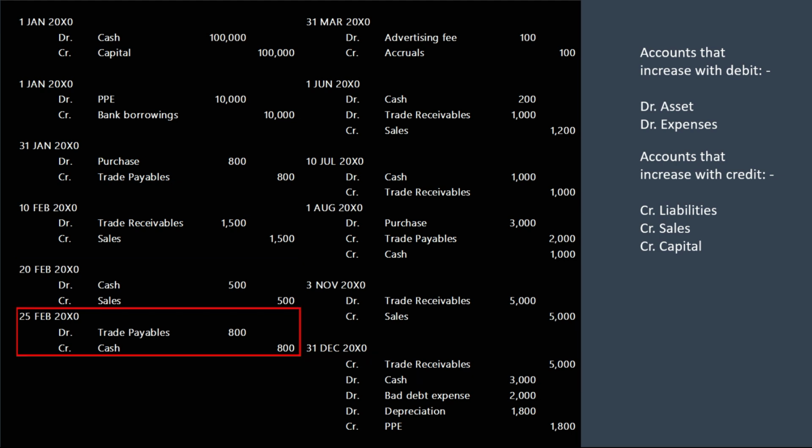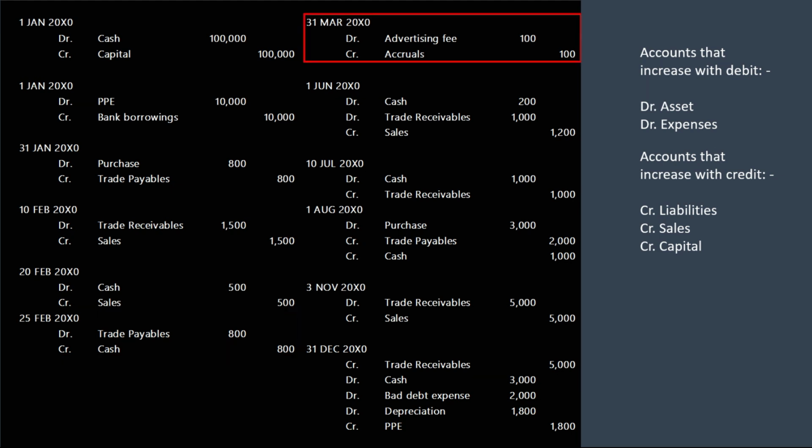On 25th of February, Michael settled his trade payables liability in cash. So we debit trade payables, meaning to reduce the liability, and credit cash because we have used cash to settle the liability. On 31st of March, Michael spent $100 to advertise his company, and the advertising agency allowed him to pay later. So we debit advertising fee by $100 because this is an expense to be shown on the profit and loss account, and credit accruals, which is a liability account showing Michael owed the advertising agency $100.